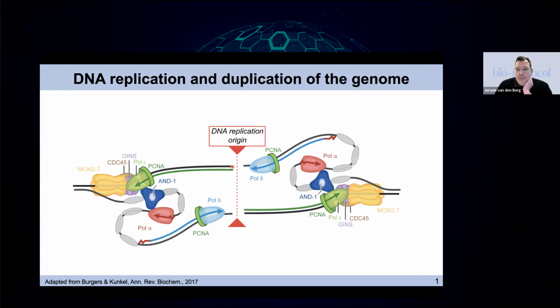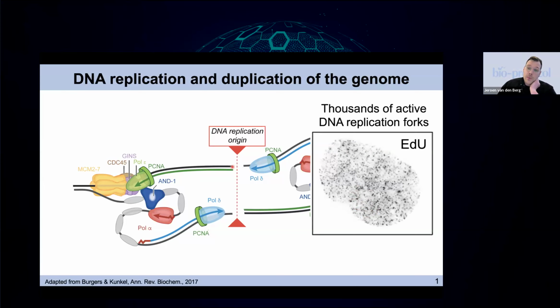However, if you would only have a single DNA replication origin in a cell, one cycle of DNA replication in human cells would take over 1,000 days. So what the cell has done to accommodate that is to have thousands of these active DNA replication forks at any given time during S phase, and these are all copying the genome at a steady rate.